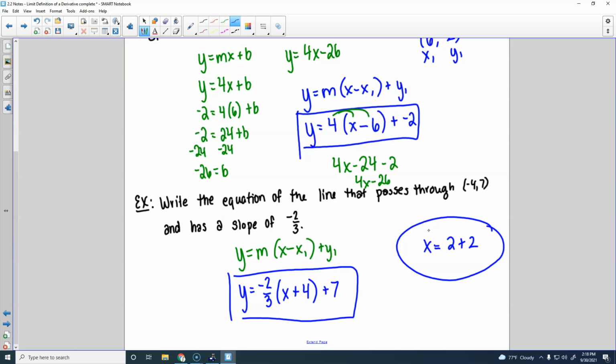Wait, but could you technically also make it x squared? Why would you tell me that?